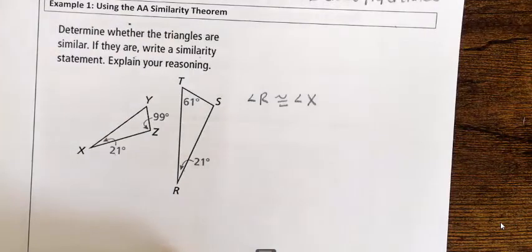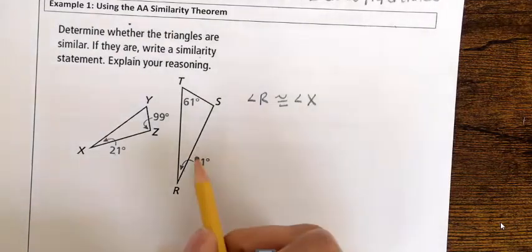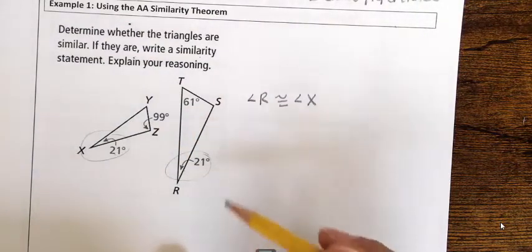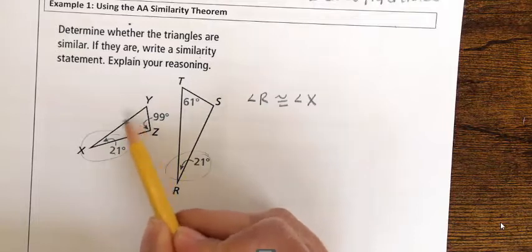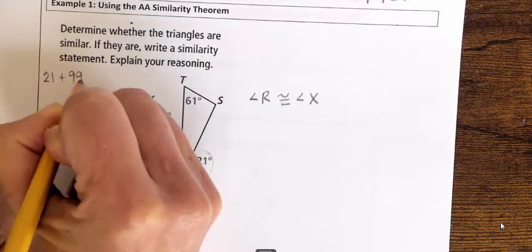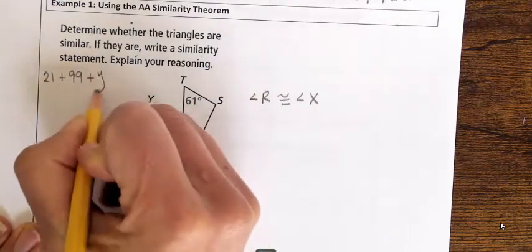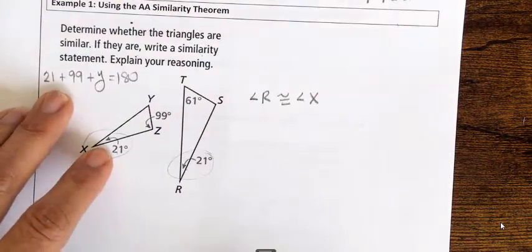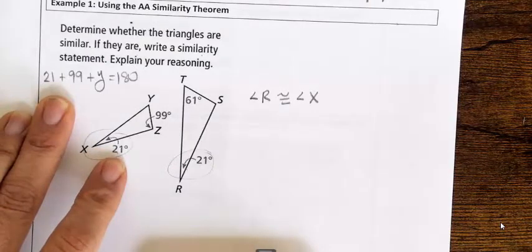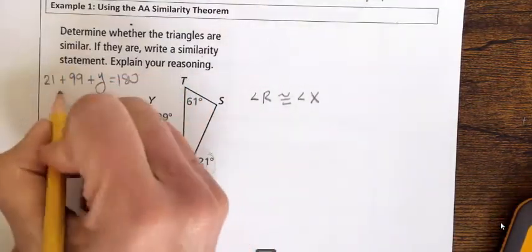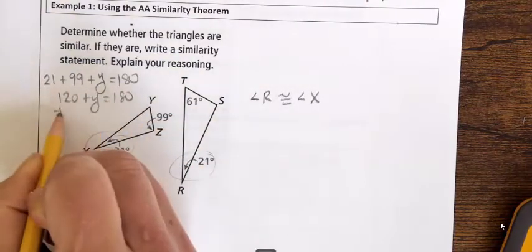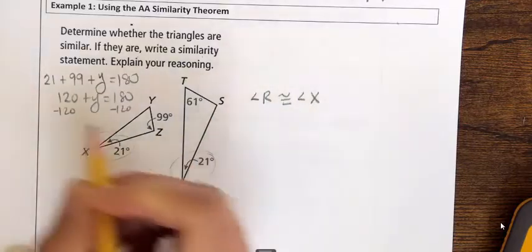Okay, I'm going to need 2 angles that are congruent, though. So far I just see these 2. So I'm imagining those 2 are corresponding. Let's find the missing pairs of angles. So altogether, these have to add up to 180, right? So I know that 21 plus 99 plus this angle Y have to equal 180. Well, 99 and 21 is 120. So Y, if I subtract 120 from both sides, Y will equal 60 degrees.